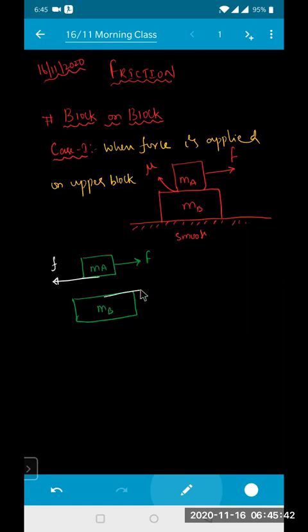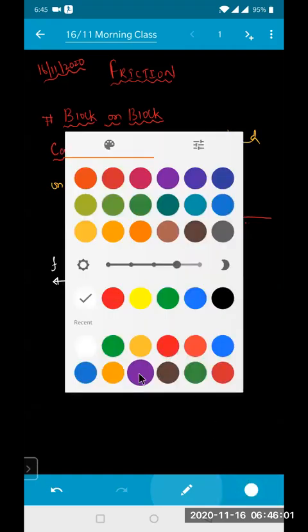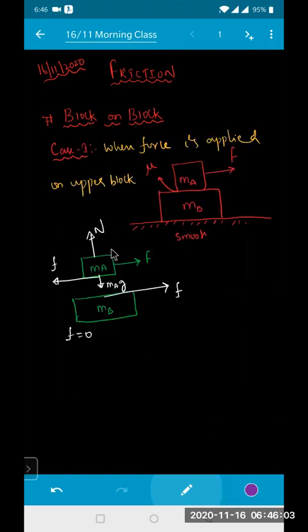And the same amount of friction, from Newton's third law, there will be an equal and opposite force on B. This will be the normal acting on this one, that is N, and this is the weight of the body, that is MA into g. And here on the ground there is no friction. So f will be equal to 0. Let's see your first condition.